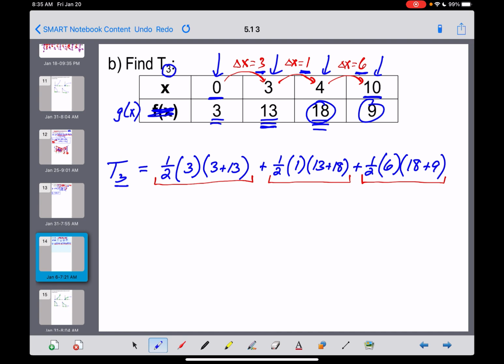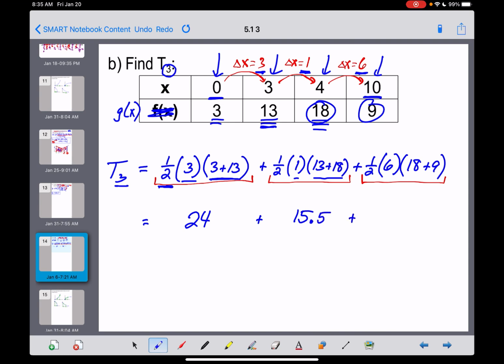All right, guys, I was hoping I could do this without a calculator. Let's see what we got. 3 and 13 is 16, which is even. Half of 16 is 8. 8 times 3 is 24 for the area of that first trapezoid. Now I ran out of luck here. 13 and 18 is 31, that's odd right there. So half of 31 is going to be 15.5.